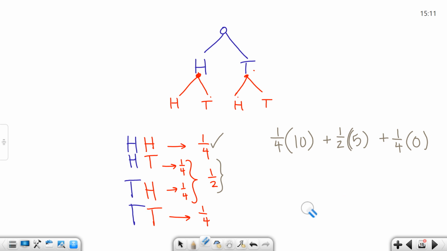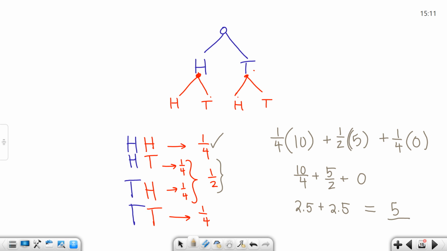So let's figure it out. If we multiply this out, we get 10 over 4 plus 5 over 2 plus 0. We can get a common denominator and work them that way, or we can just use our trusty little calculators. This one would be 2.5, and this one would be 2.5. So 2.5 and 2.5 would be 5. So the expected value in this game is $5.